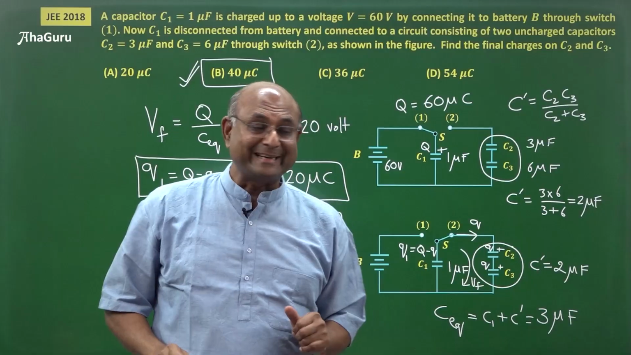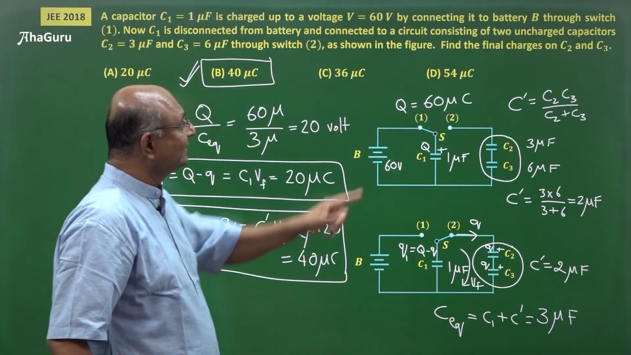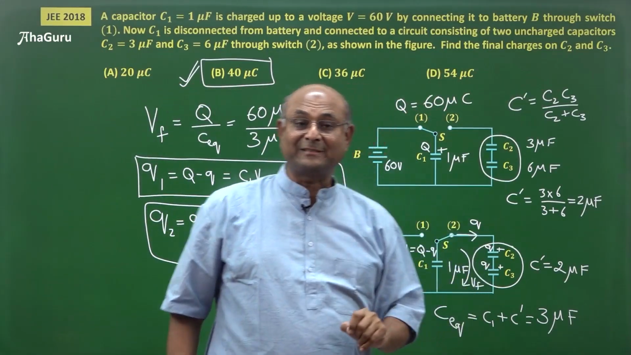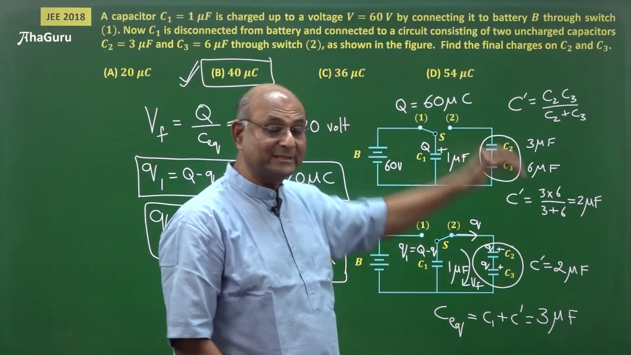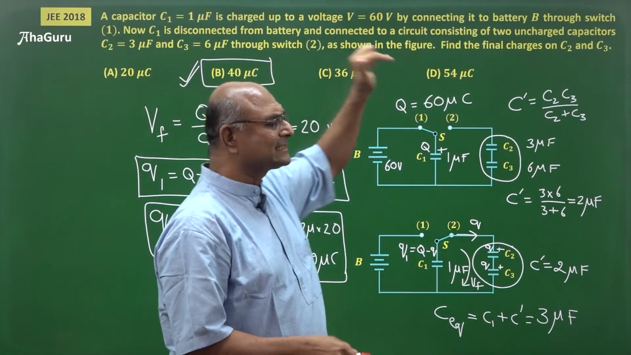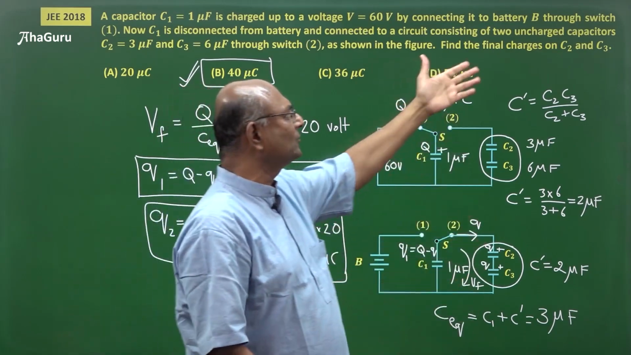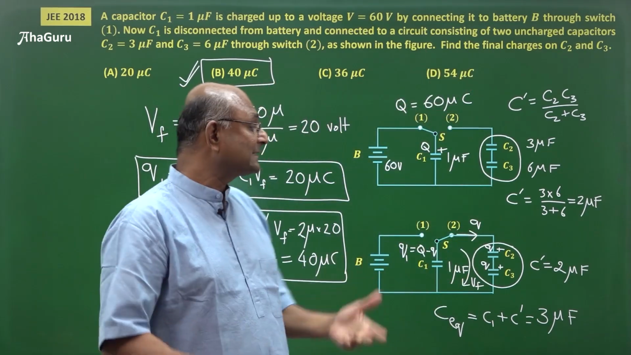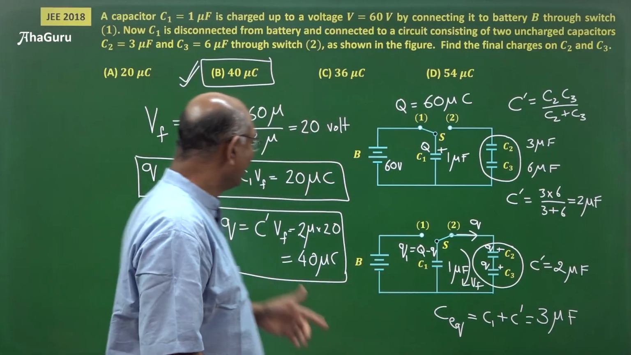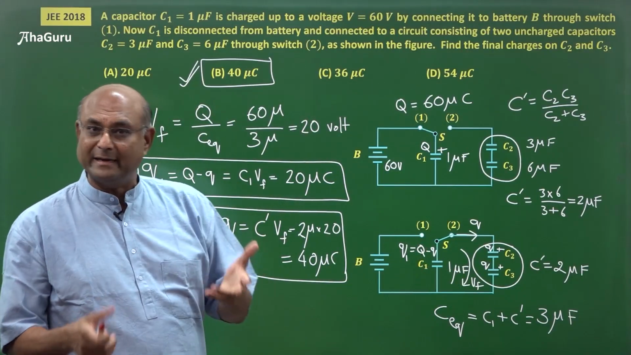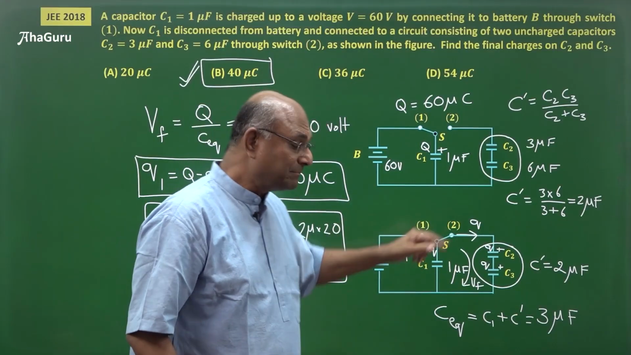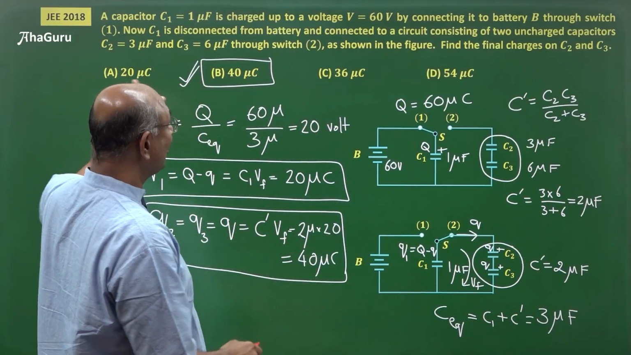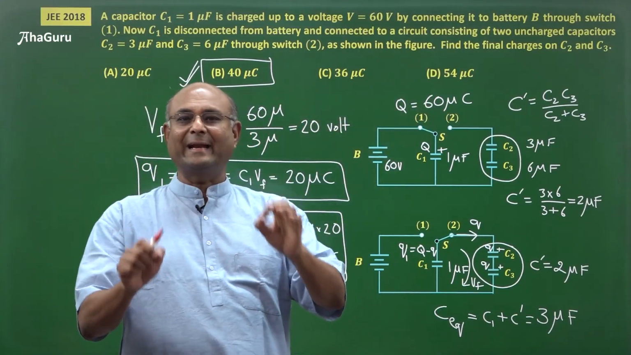But I'll tell you something interesting. In the actual question, they had made a mistake. Instead of saying find the final charges on C2 and C3, the actual question in JEE had written find the sum of the final charges on C2 and C3. But if you say sum of, then you have to say Q plus Q, 40 plus 40, which is going to be 80. It doesn't make any sense, right? Why will you add up these two charges? And 80 was not an option given. So the question had a mistake.